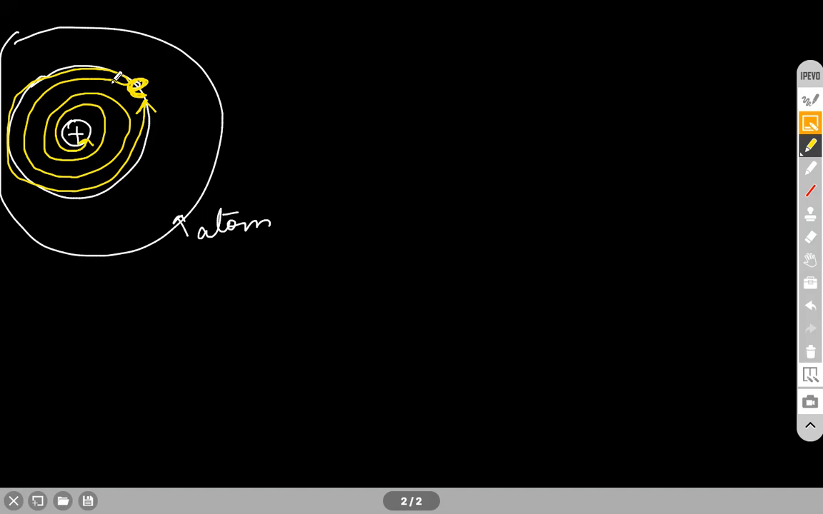So according to the Rutherford theory, the atom should not be stable, because after some time the electron should fall into the nucleus, but it doesn't happen. This means Rutherford's theory is also wrong. Understood? Yes, very good. Sri Krish, Pratik, Pranav, very good.